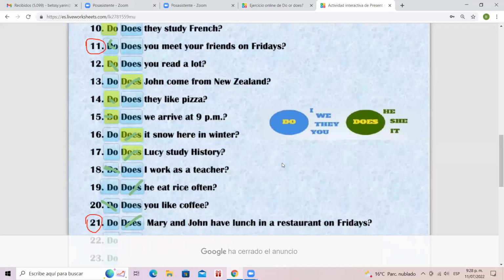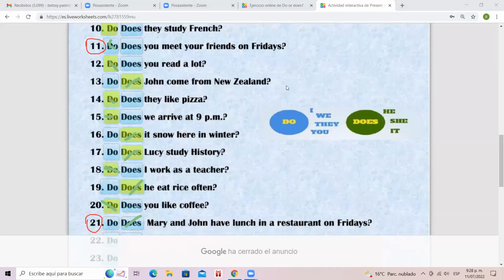Sophia, what about 18? Do I work as a teacher? Very good. Do I work as a teacher? Okay, and finally, does he eat rice often? And also 20, do you like coffee? Okay, very good. Yes, so let's continue.